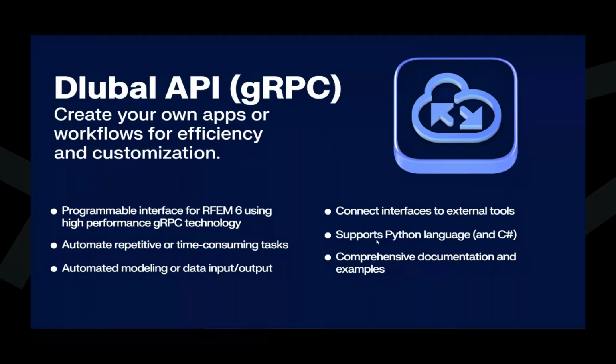For example, if we have the existing model data outside of the program, we can actually use this API to automate the modeling process, or we can use it to feed data into the program or to pull results out of the program. Ultimately, we connect the interfaces to these external tools. Maybe that is your own spreadsheets or in-house programs, a third-party program, or even your own website for your company. Now, we put most of the development in based on the Python language, but we also support C# as well.